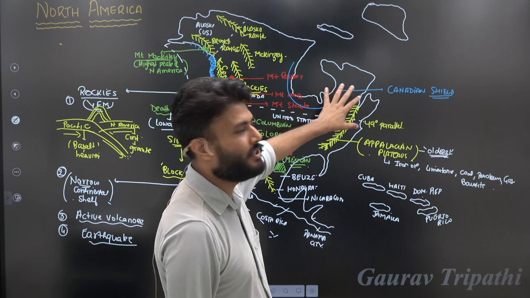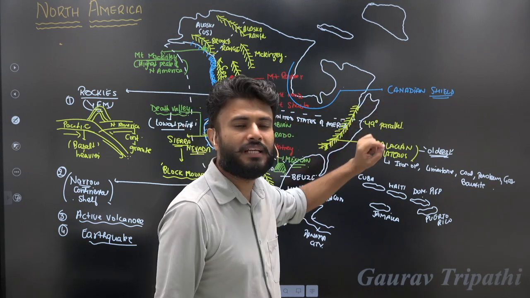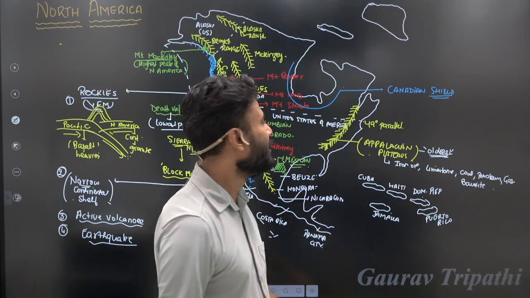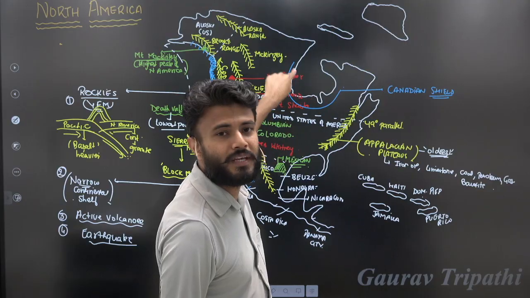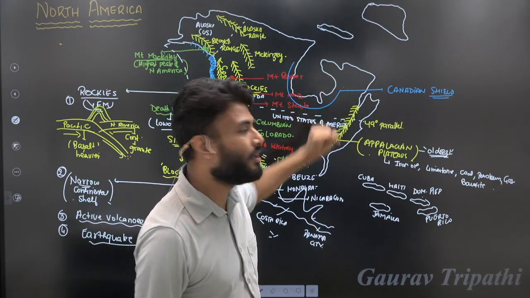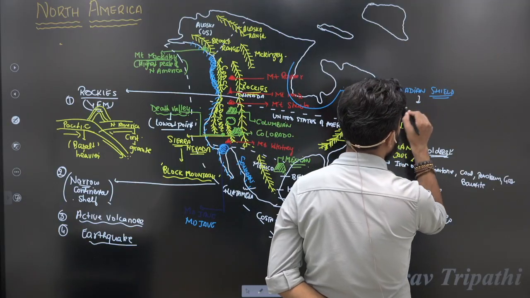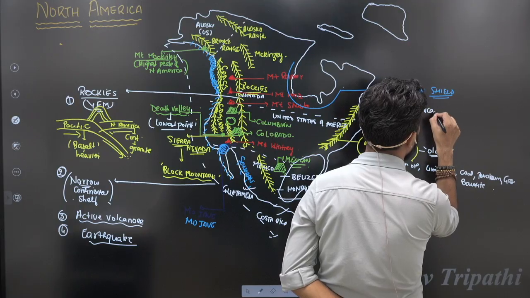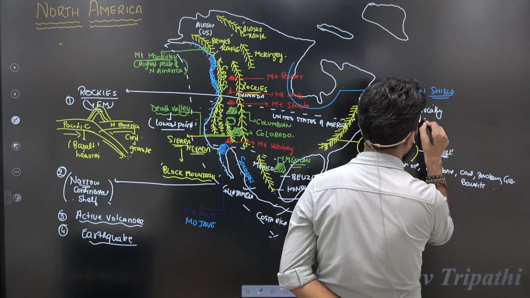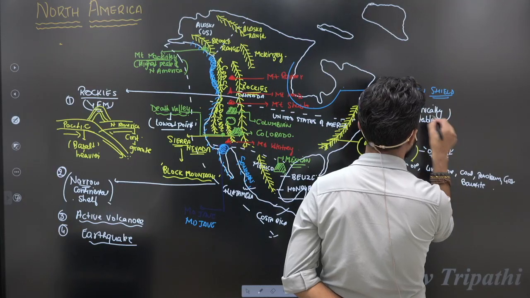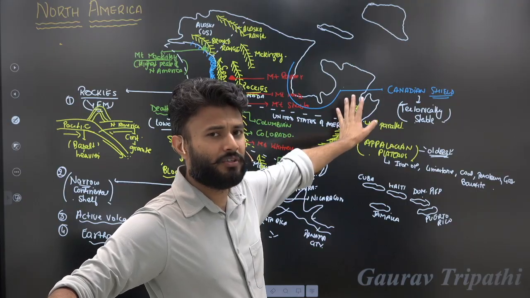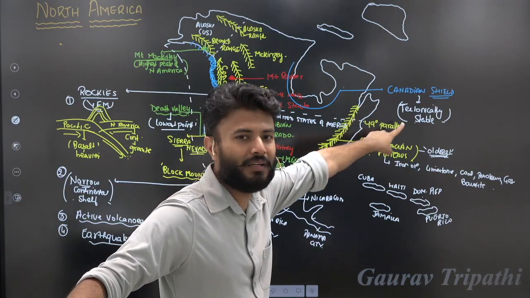When we talk geologically, the shield areas are those areas which are protected from tectonic activities. So that means in this area there is no tectonic activity going on. This region is tectonically stable. Fine. They are tectonically stable areas, and these are the Canadian Shield. No earthquake comes over here, no volcano is there. So these are tectonically stable areas.